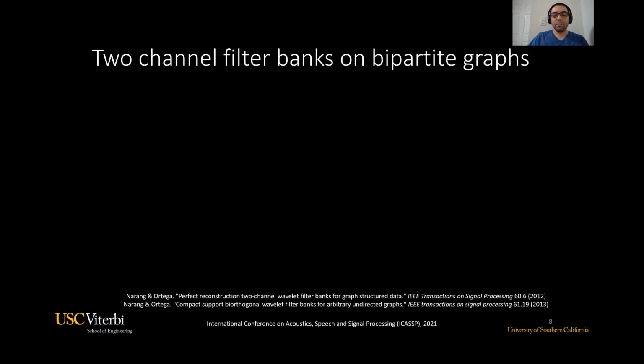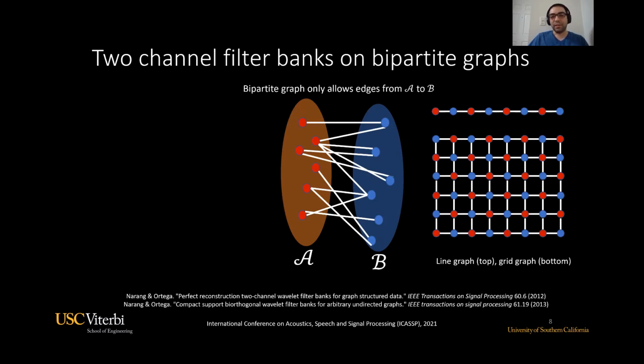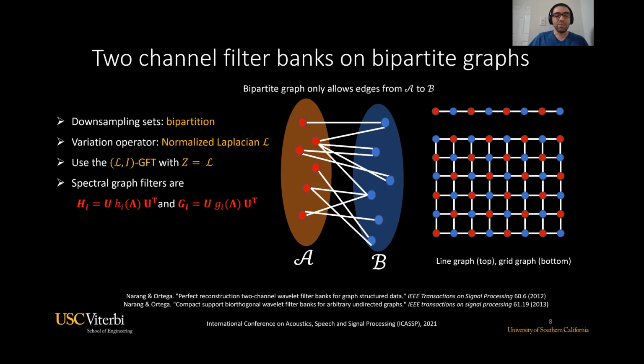One of the most complete theories is filter banks on bipartite graphs. A bipartite graph is one that allows edges to go from one set A to one set B, and no edges are allowed within each of the sets. Examples are the line graph and the grid graph used in traditional signal processing. So in this framework, you basically use the bipartition as your sampling sets. They also consider the normalized Laplacian as the variation operator, and the GFT based on the normalized Laplacian and the identity inner product, with their corresponding graph filters and fundamental matrix C.